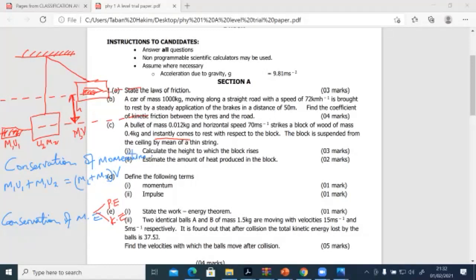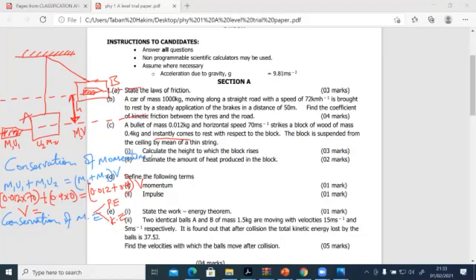So if this is point A, and this is point B, at point A we shall only be applying the principle of conservation of momentum. The mass of the bullet in the question is 0.012 times its velocity, which is 70. The mass of the block is 0.4. Its velocity is 0 because it is originally at rest. Total mass, because the two will be moving together as a single body, we have 0.012 plus 0.4, then times the V. What is the V that we get here?